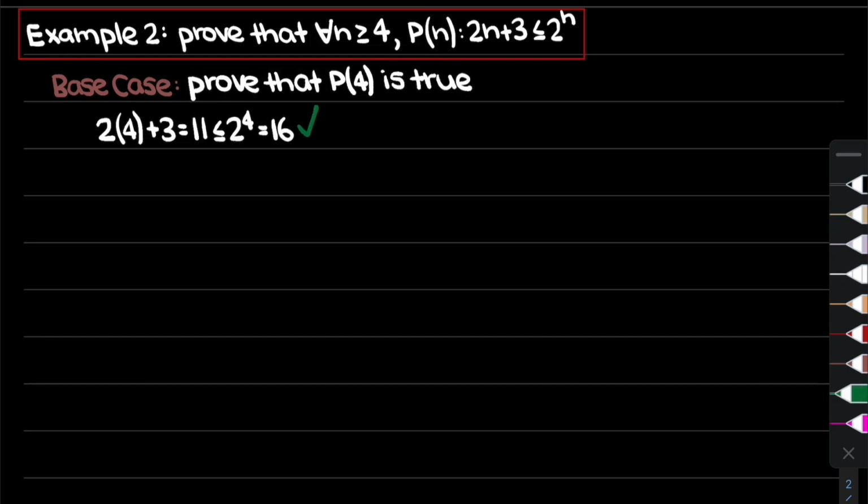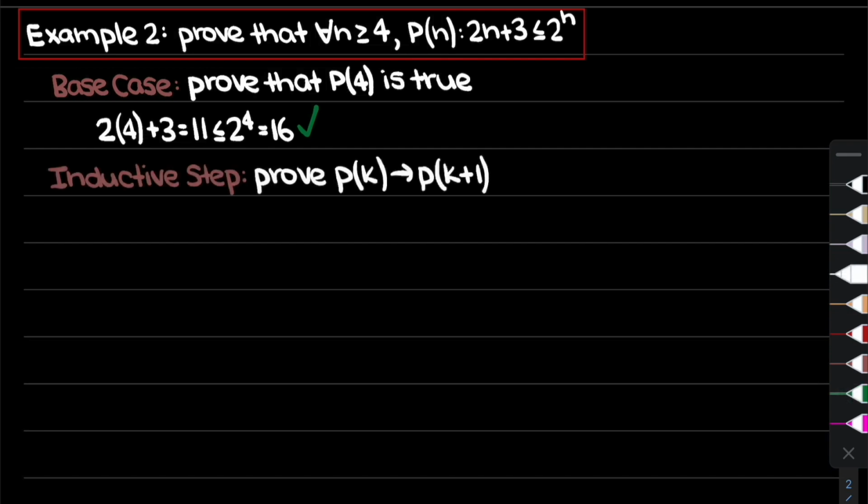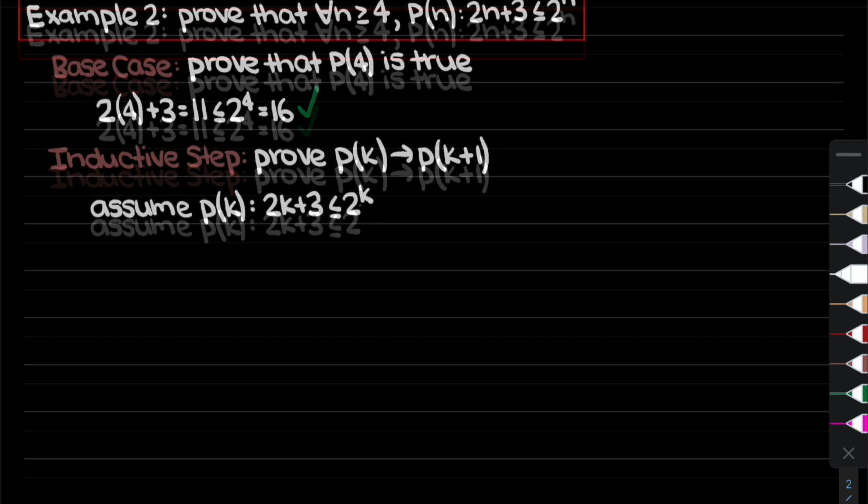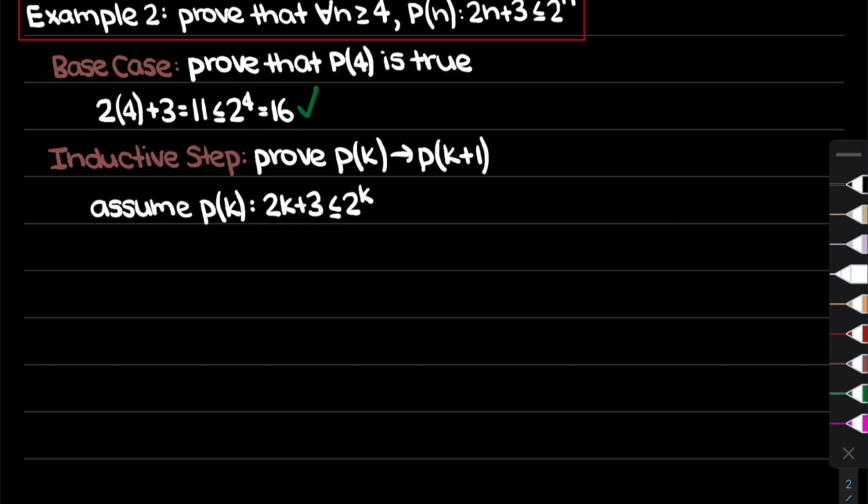Now we can move on to our inductive step, which involves proving that P of k implies P of k plus 1. We're going to start by assuming P of k, which says that 2k plus 3 is less than or equal to 2 to the power k. And we're going to use this assumption to prove P of k plus 1, which says that 2 times (k plus 1) plus 3 is less than or equal to 2 to the k plus 1.